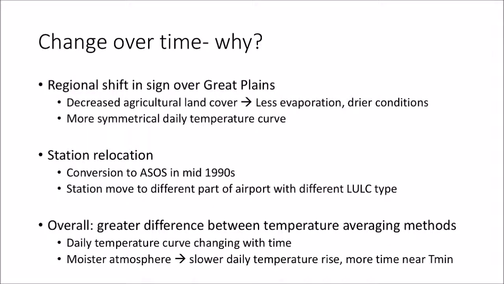So what could be some of the physical explanation factors here? A couple different things going on potentially. The big regional shift in the Great Plains could possibly be due to the fact that they've actually seen a decrease in agricultural land cover in portions of the Great Plains. So less agricultural land cover, less evaporation, drier conditions, and therefore you get a more symmetrical daily temperature. So human-induced land use land cover changes, perhaps driving a change in the daily temperature curve and thus a change in the difference between methods.